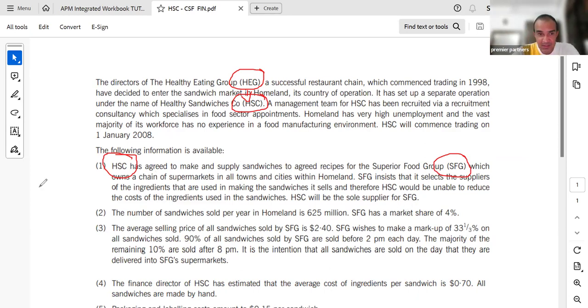SFG insists that it selects the supplies. Yeah, all that is fine, right? And HSC will be the sole supplier of SFG. We are the only ones who supply to Caravan. And Caravan will sell all those sandwiches to individual customers, right? We need to understand the business model.